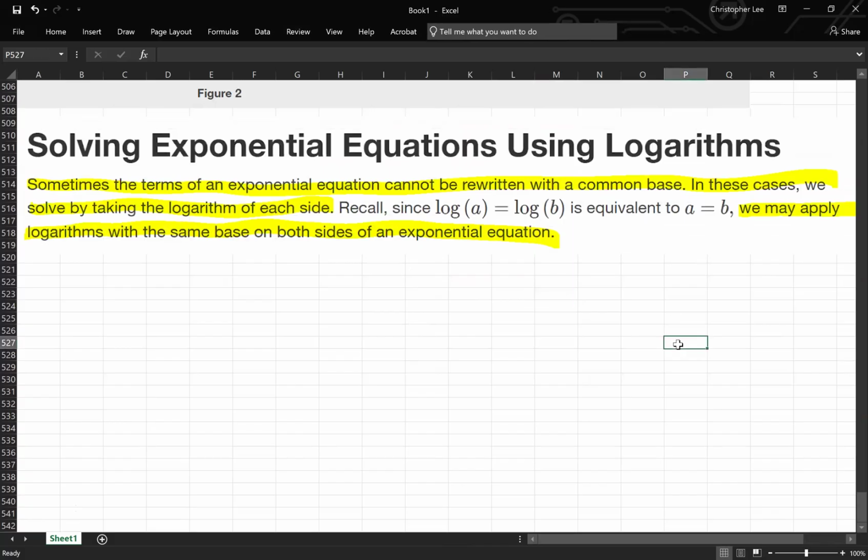So now we're going to talk about solving exponential equations using logarithms. All right. So sometimes a term of an exponential equation cannot be rewritten with a common base. In these cases, we solve by taking the logarithm of each side. So recall that log of A is equal to log of B is equivalent to A equals B. We may apply logarithms with the same base on two sides of an exponential equation.